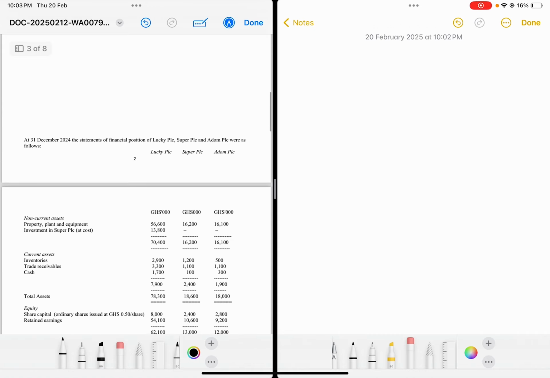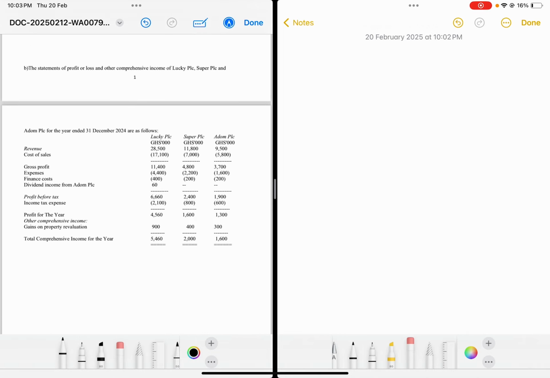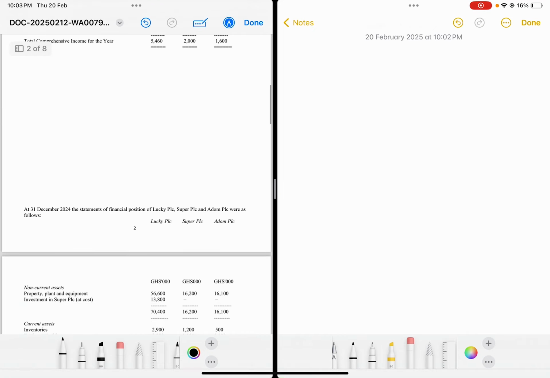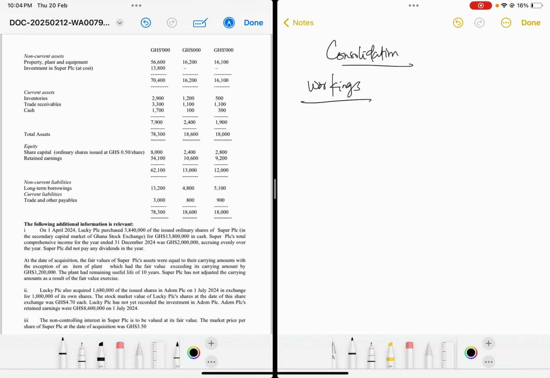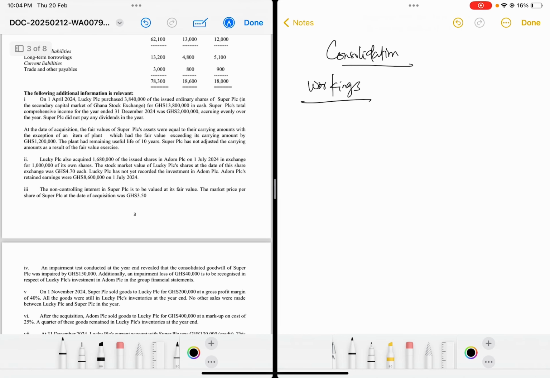Okay, so let's start. Basically, when it comes to consolidation, they'll always give you the profit and loss, then they'll give you the statement of financial position, right? Then they'll give you additional information which you are going to use to adjust. So whenever you want to consolidate your accounts, there are some workings that you're supposed to do, right? So what I'll do first is go through the additional information, then we'll start with the workings.